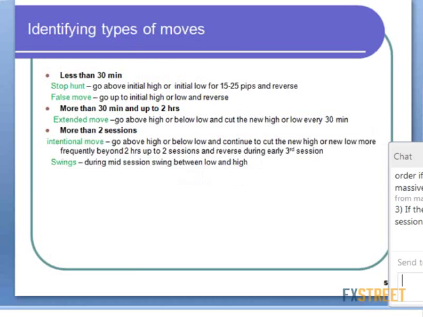An extended move is a quick move which happens for more than 30 minutes and up to 2 hours. All quick moves in the market are false moves. That means they wanted to make quick moves to induce the traders to perceive that the market is going to go up.